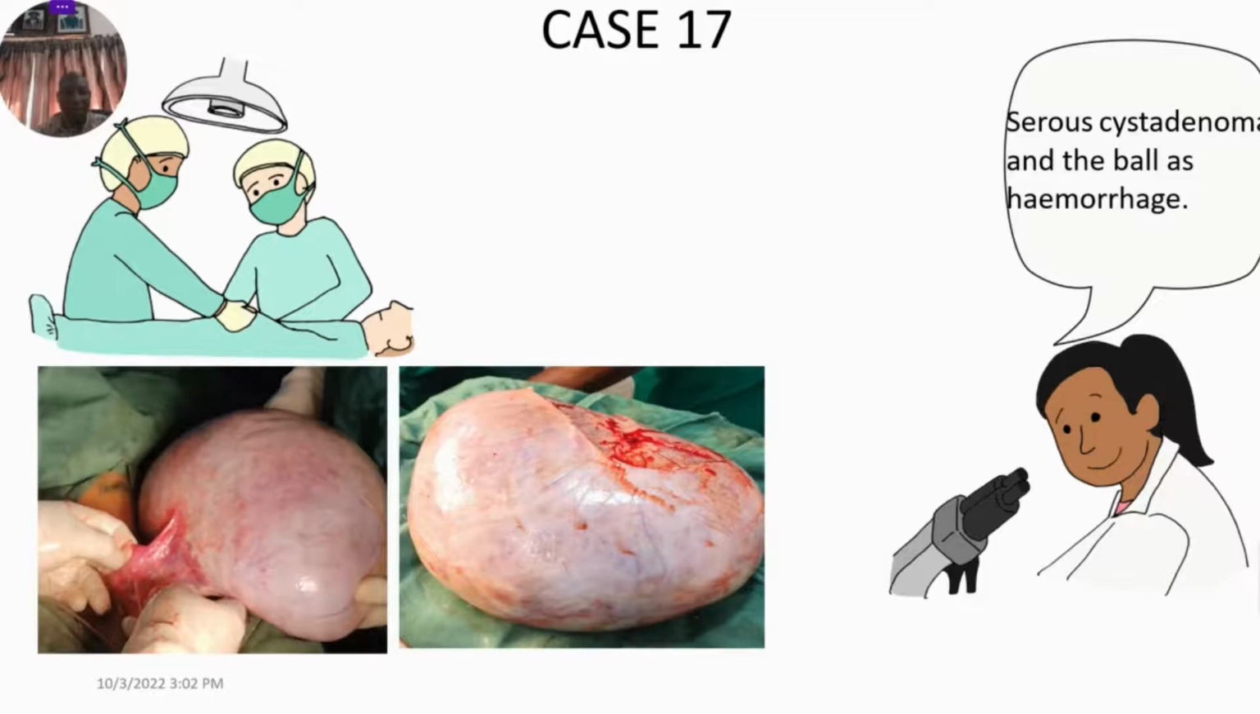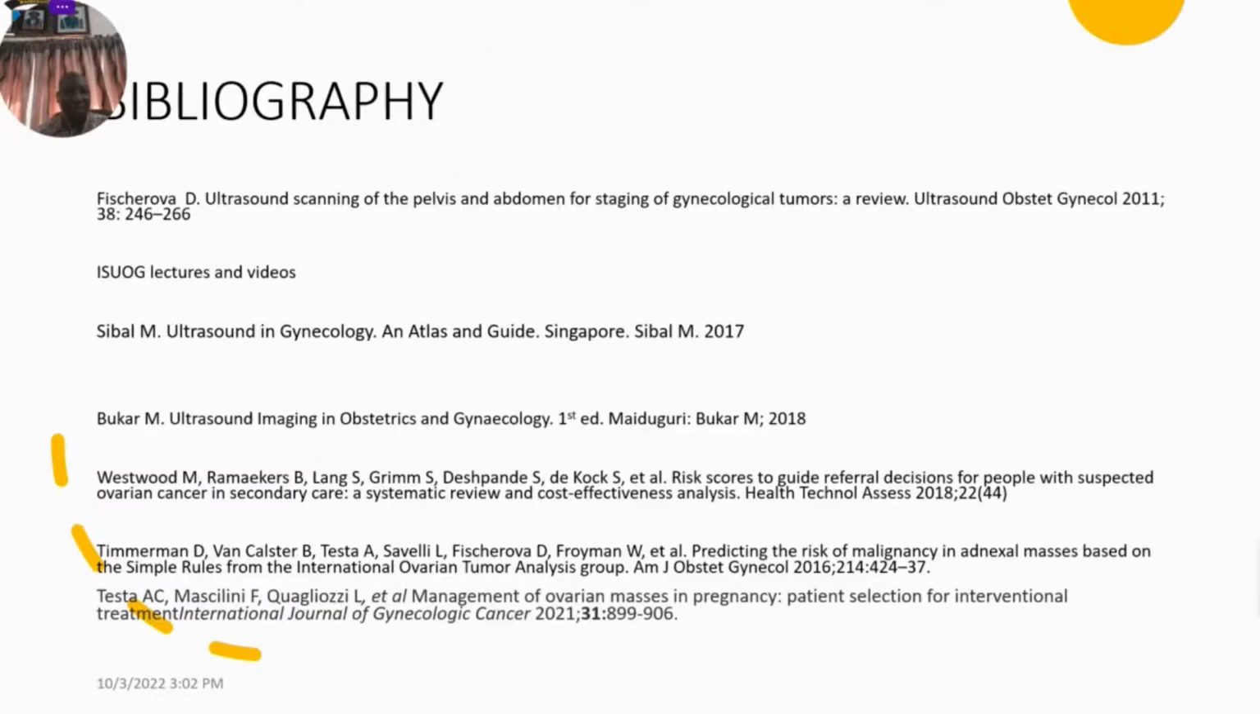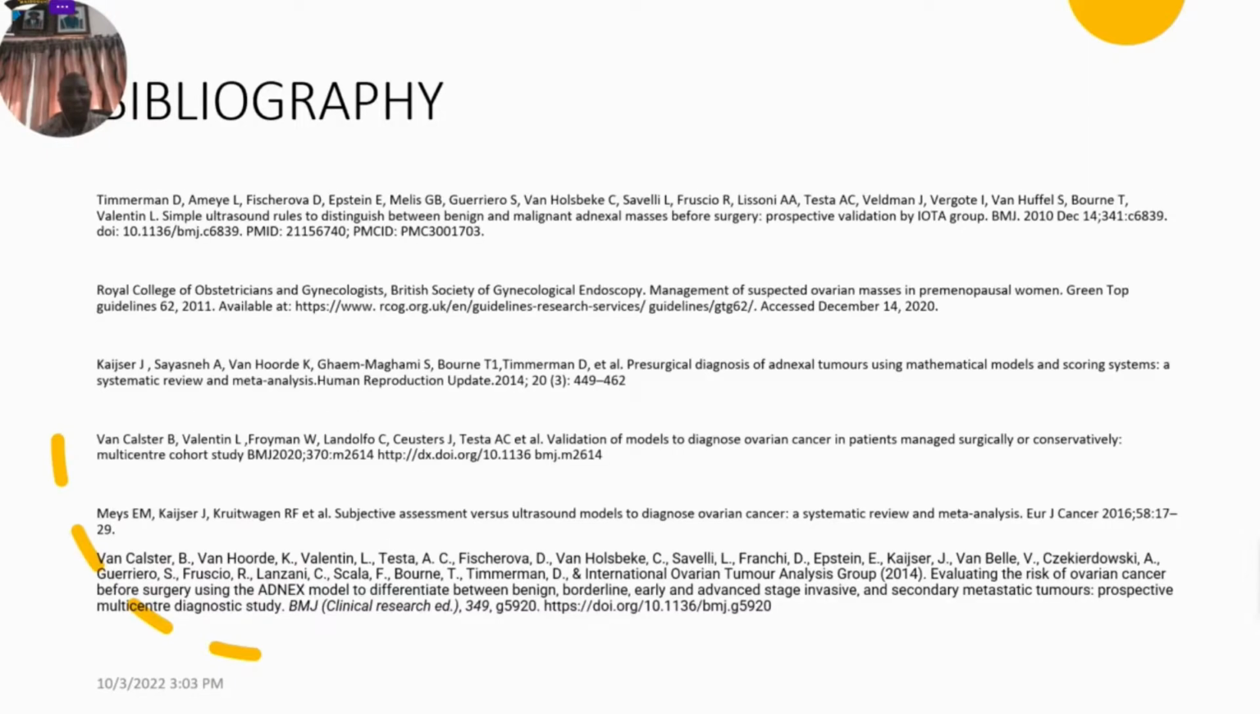bleeding as hemorrhage. So our take-home message is that subjective assessment by an expert remains the best in characterizing adnexal masses. Knowledge of the IOTA lexicon is essential. I have covered this in one of my lectures. IOTA simple rules is easy to use. Thank you very much for listening.